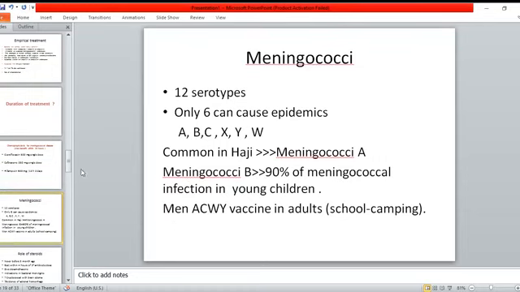The vaccine covering 4 serotypes A, C, W, and Y is called the ACWY vaccine. It's given to patients aged from 13 to 15 years old. So, okay.